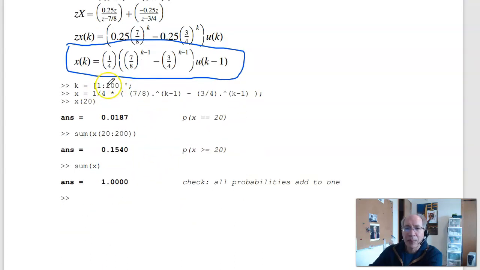In MATLAB, I can do that. Let's just go out to 200. 200 is an arbitrarily large number. Here's x of k. If I find out what is x of 20, there's a 1.87% chance the total number of die rolls is 20. Add them all up between 20 and infinity, or in my case, 20 to 200. 15.4% chance it's going to take 20 or more rolls. And the sum of all rolls is 1. That's just kind of a check. Is 200 far enough? If it's less than 1, I miss some of the tail.